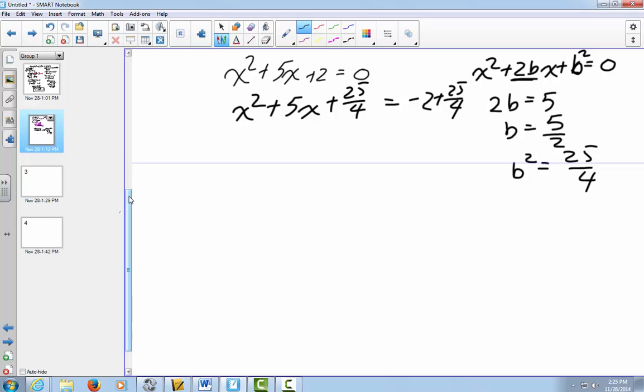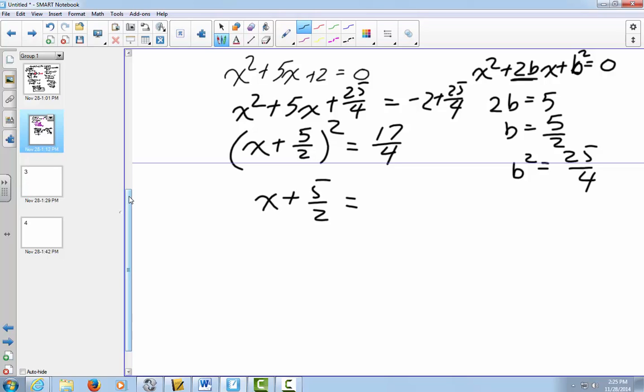Now I'm going to be of the form. Remember, your b is 5 over 2. So x plus 5 over 2 squared equals 17 over 4. Square root both sides, x plus 5 over 2 equals the square root of 17 over 4. And I'll finish in a second.